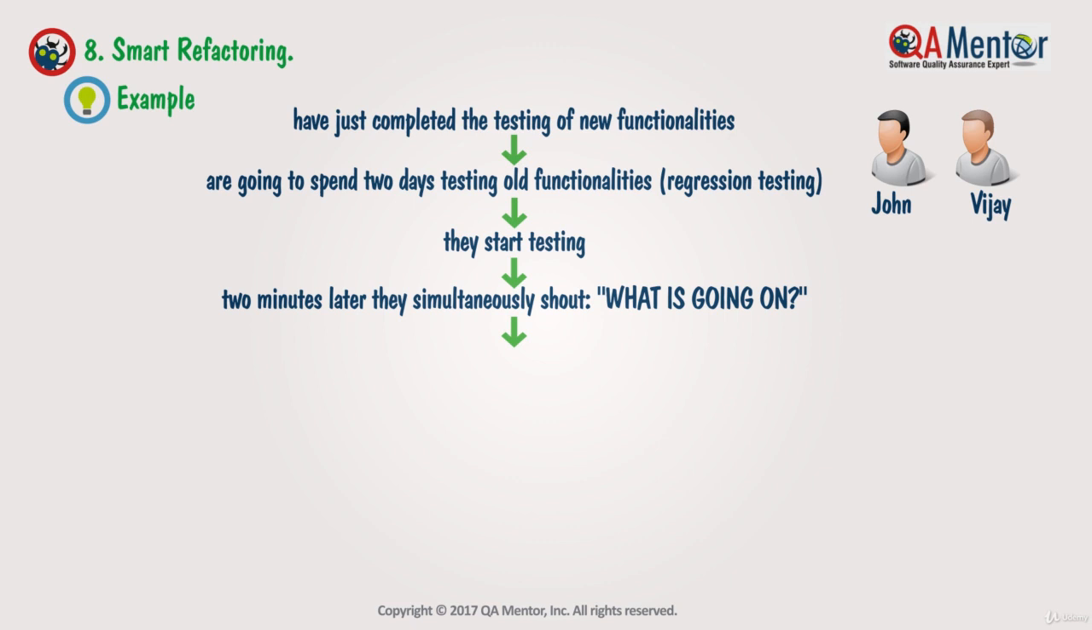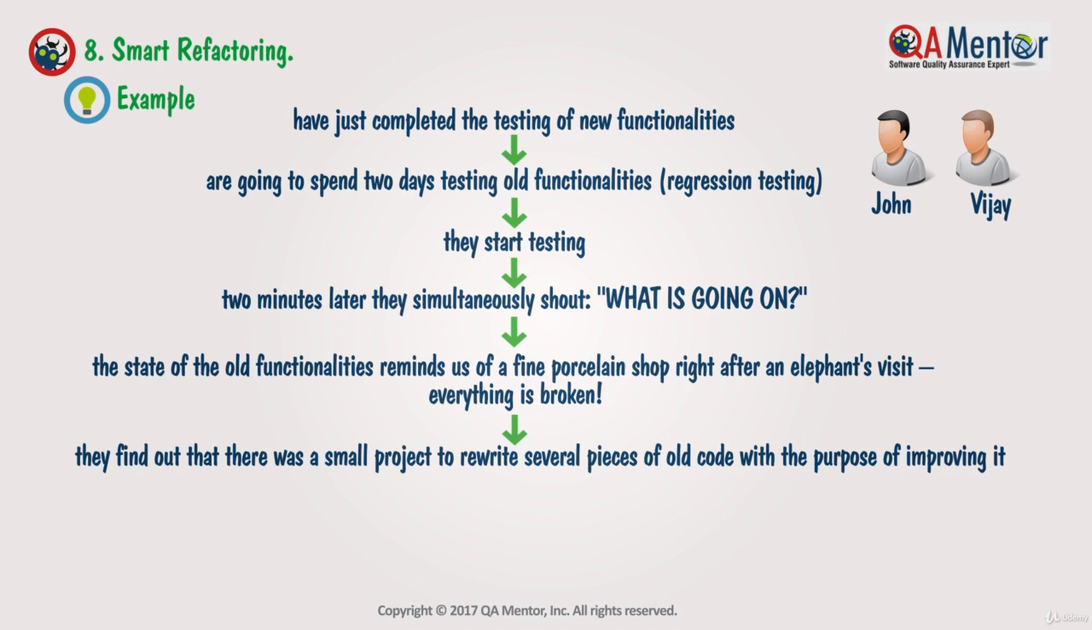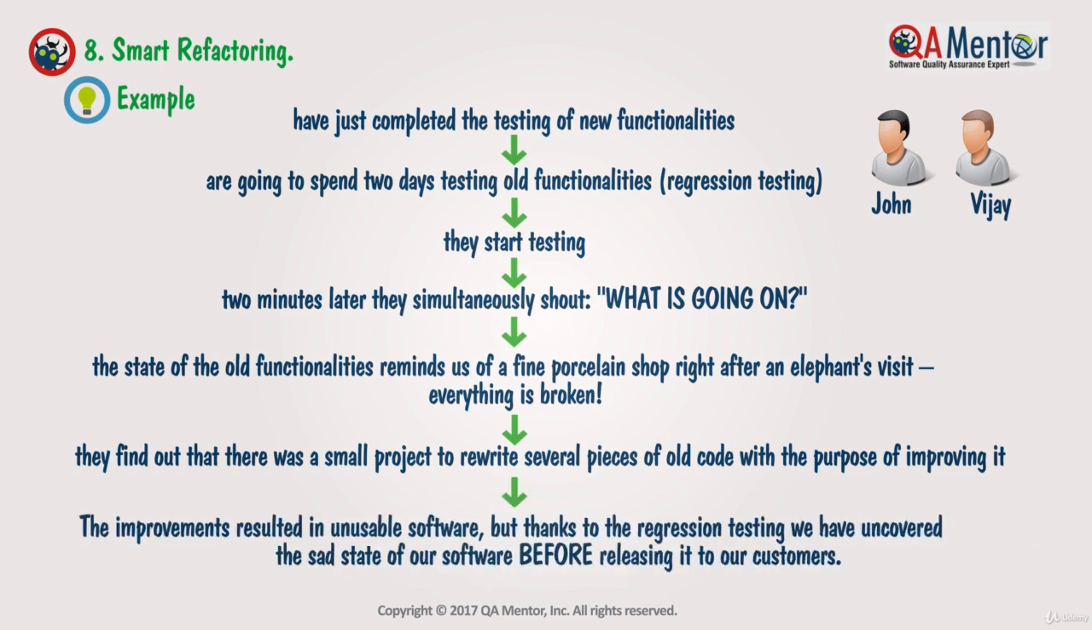The reason is that the state of the old functionalities reminds us of a fine porcelain shop right after an elephant's visit. Everything is broken. After investigation, they find out there was a small project to rewrite several pieces of old code with the purpose of improving it. The improvements resulted in unusable software, but thanks to the regression testing, we have uncovered the sad state of our software before releasing it to our customers.